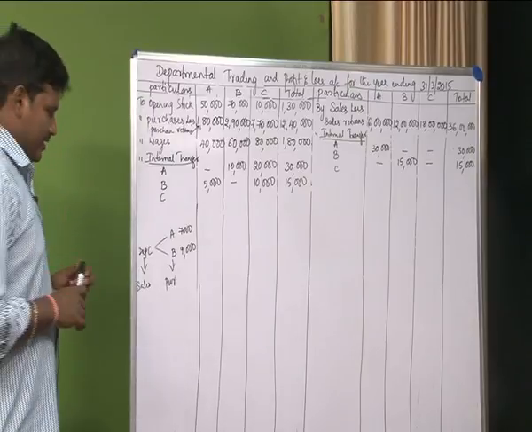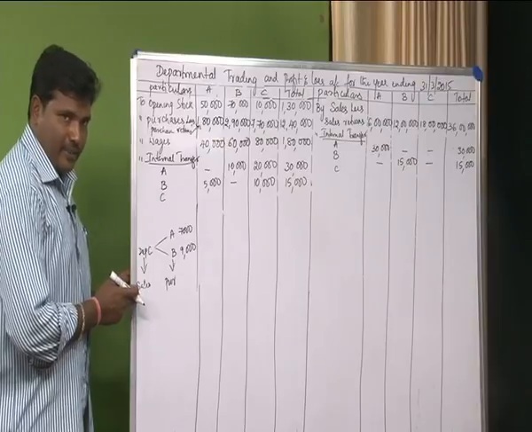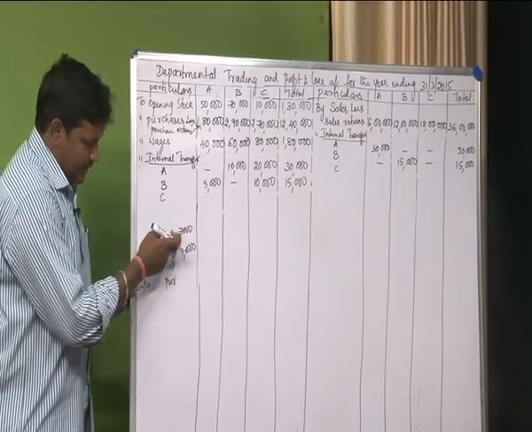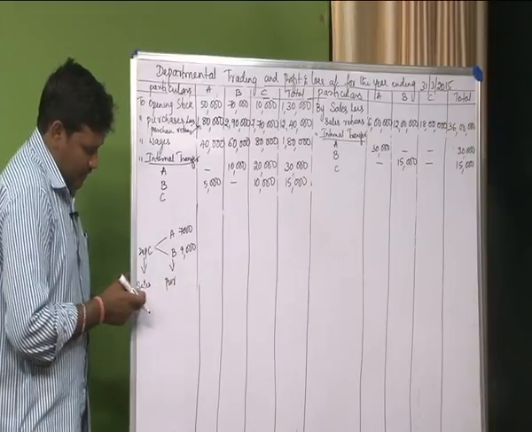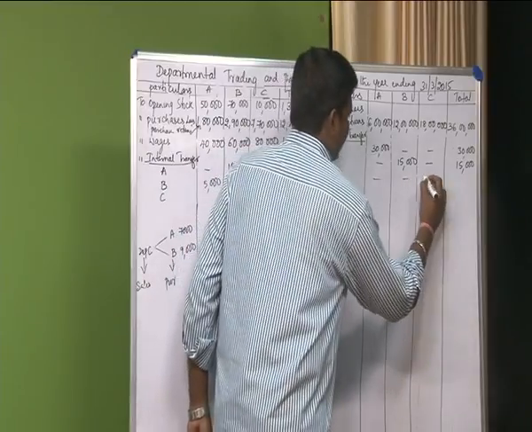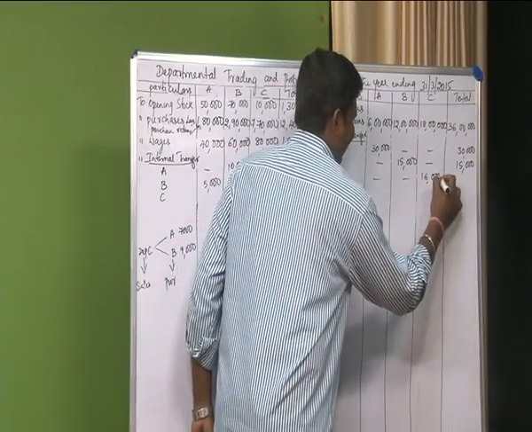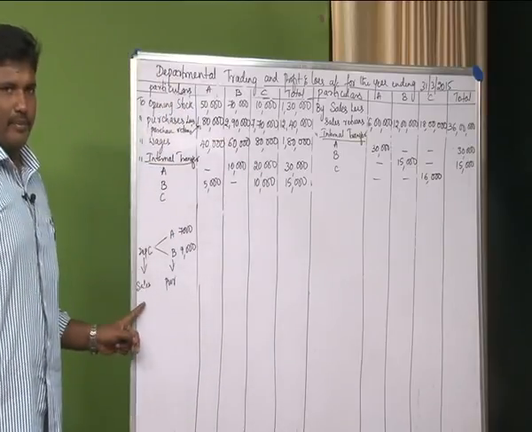Yes, correct. For department C, the entire 16,000, 7,000 plus 9,000, 16,000, is treated as sales. Okay, I trust you have all understood it this way. Entire 16,000 is treated as sales for department C.